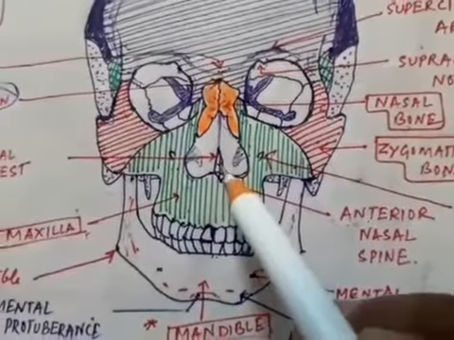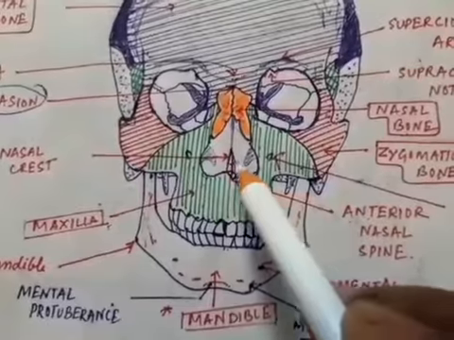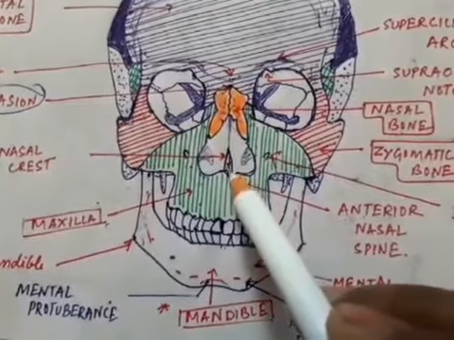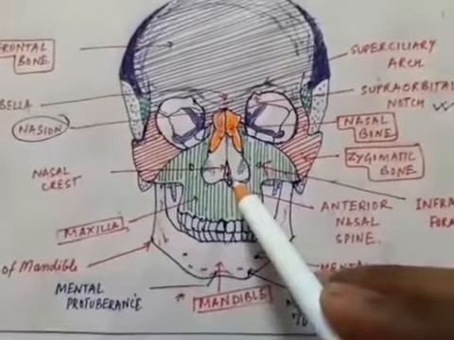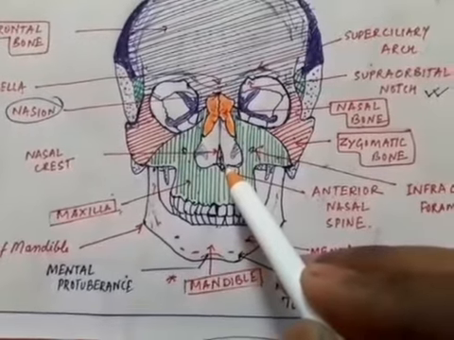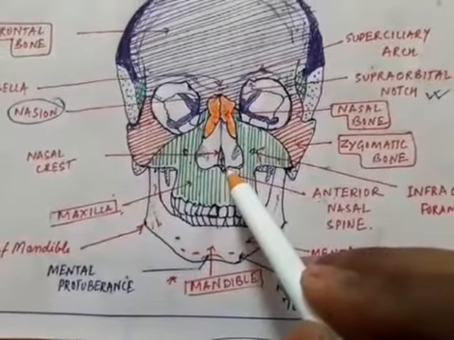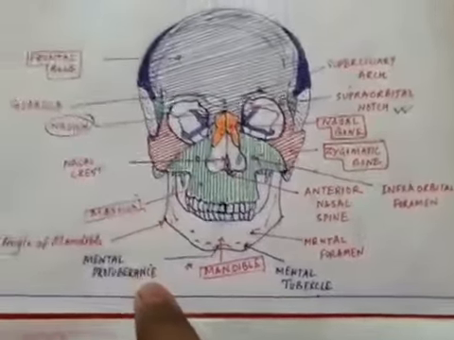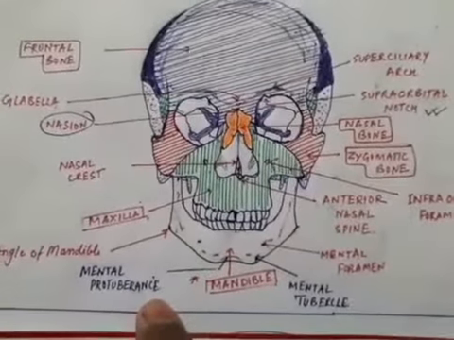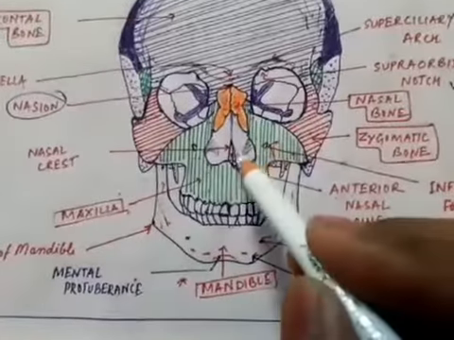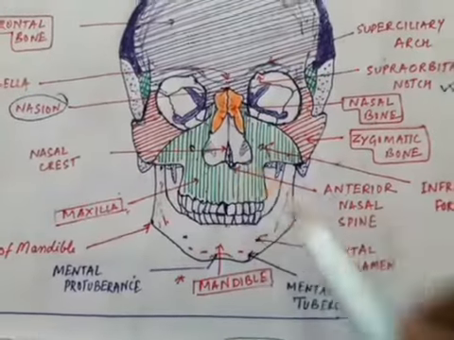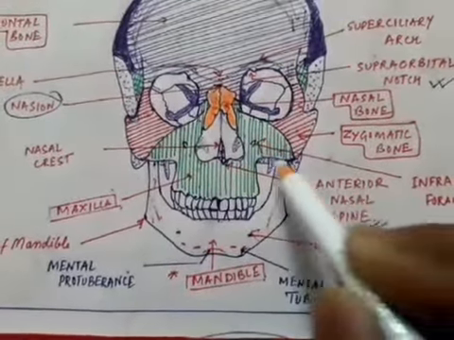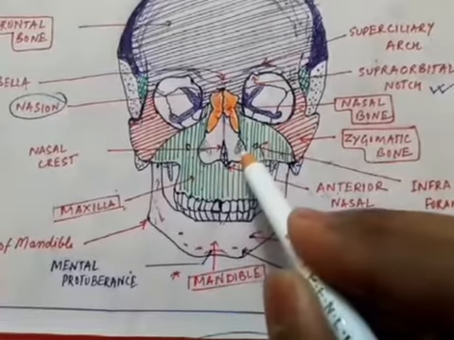These are the fused nasal crest that forms the lower part of bony nasal septum. When I will discuss about the nasal anatomy, nasal regions, the nasal septum, then I will tell about the nasal septum. Okay. And these nasal crest, they end anteriorly as the anterior nasal spine and the paired inferior nasal concha.